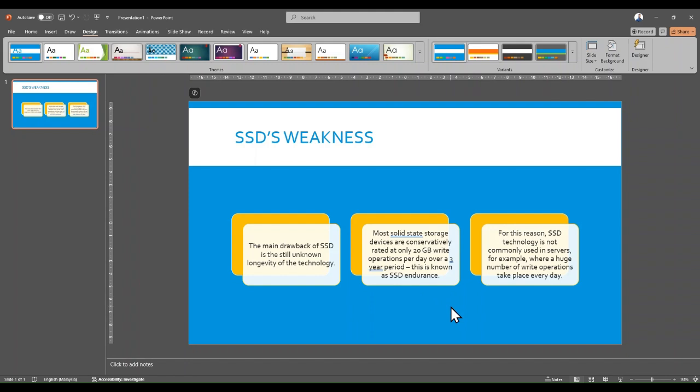All right? And an SSD that you can't write to is basically not very useful. But it's a very large number. If you look at your notes, 20 gig writing operation per day over a period of 3 years. After that, you hit the SSD endurance, you can't write to it anymore. Now, if you take this and you multiply, you will see it's a very big number.